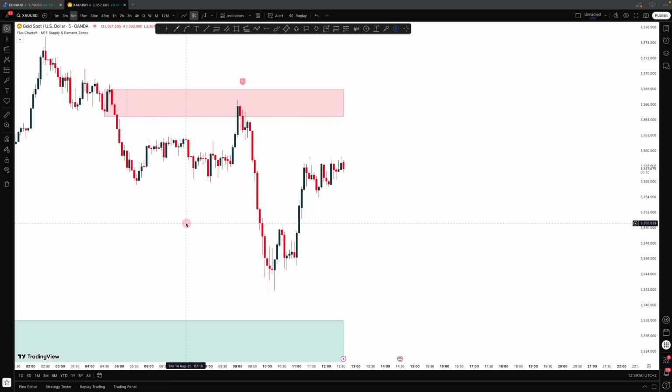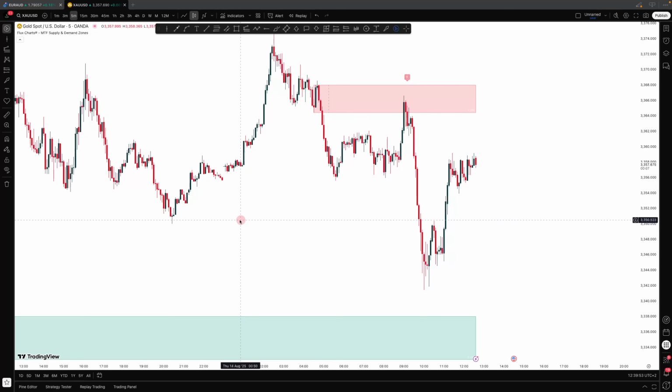So to understand this very clearly, this is gold on the 5 minutes time frame. To understand supply and demand zones, here on the indicator, it goes to show that it has drawn the supply zone, and we can see clearly that price reacted to this area.